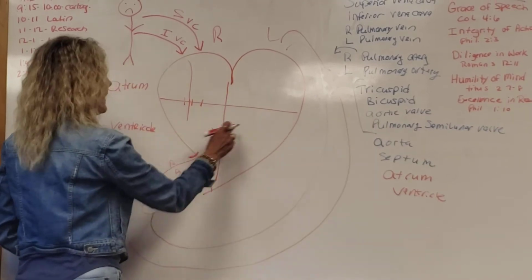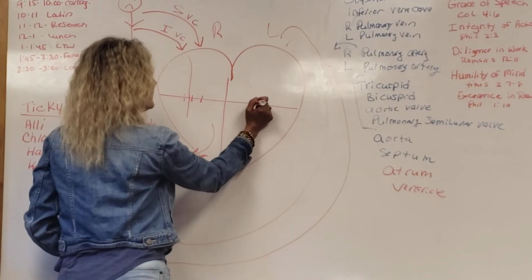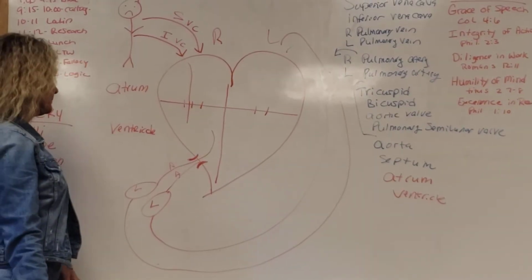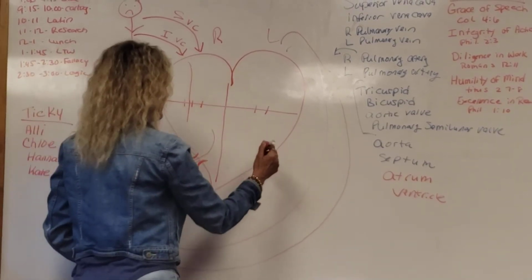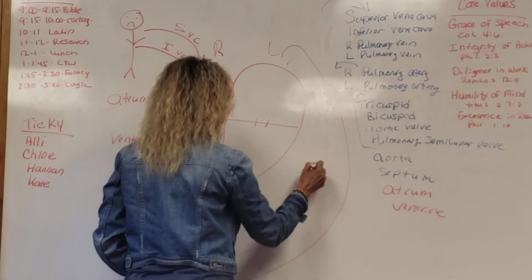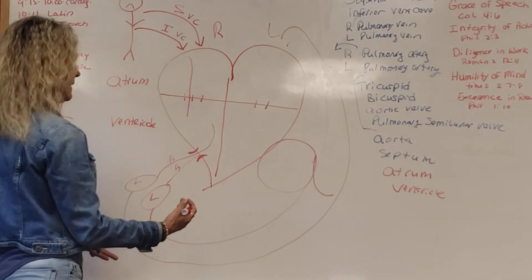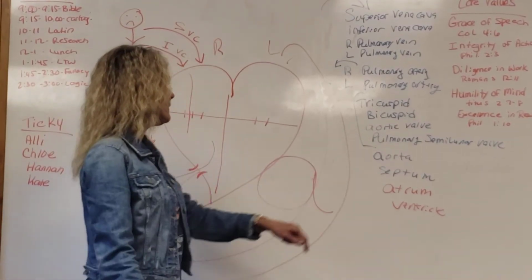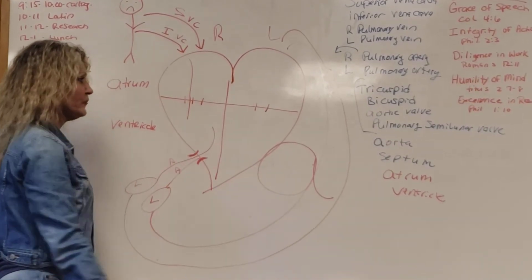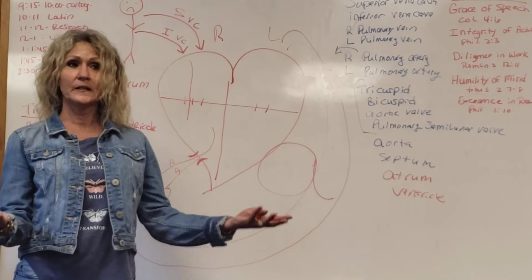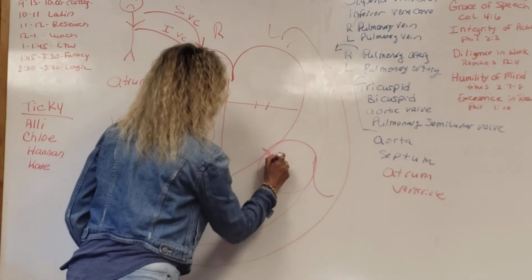It has to get to the left ventricle. Does it have to go through a valve? Yes. Which valve? The bicuspid. And it's pumped down to the left ventricle, where the left ventricle needs to take it to the aorta. We're just going to draw a big A to remind us of the aorta. Can it just get there? No, it has to go through a valve, so we're going to draw another valve.